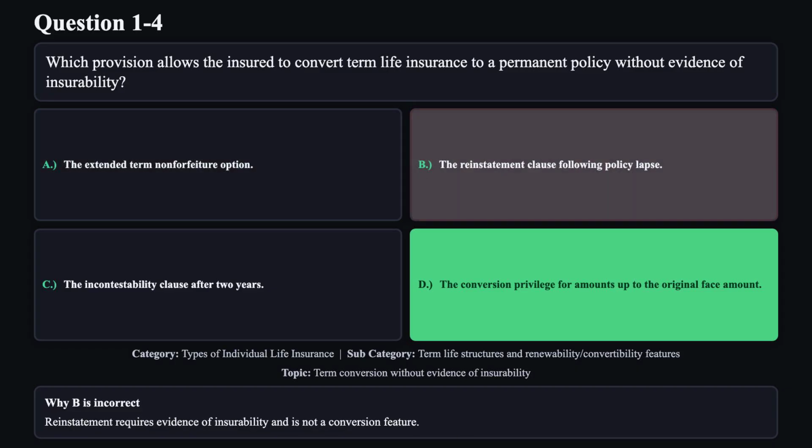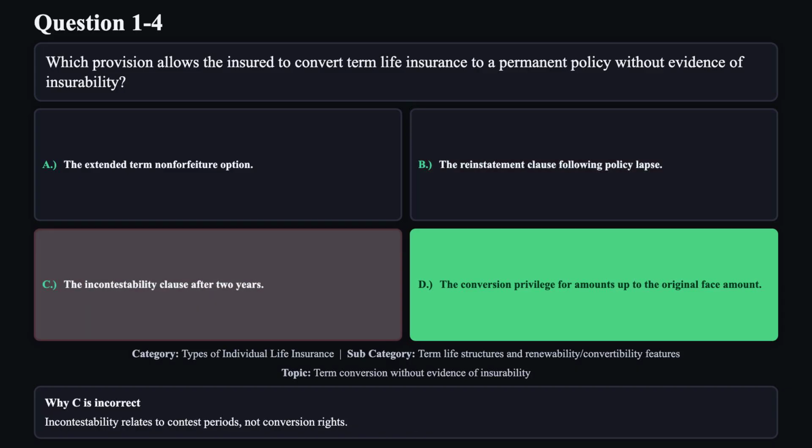Reason B is not correct. Reinstatement requires evidence of insurability and is not a conversion feature. Reason C is not correct. Incontestability relates to contest periods, not conversion rights.